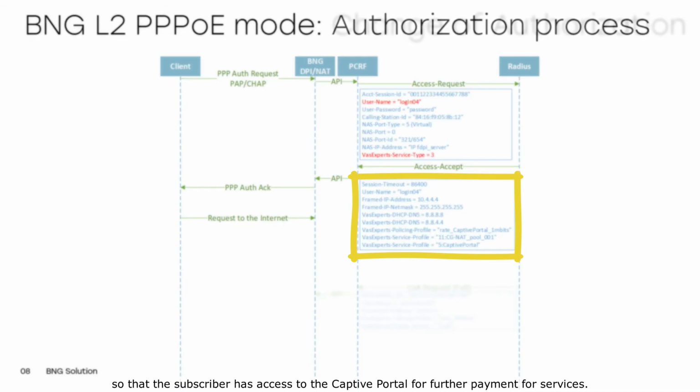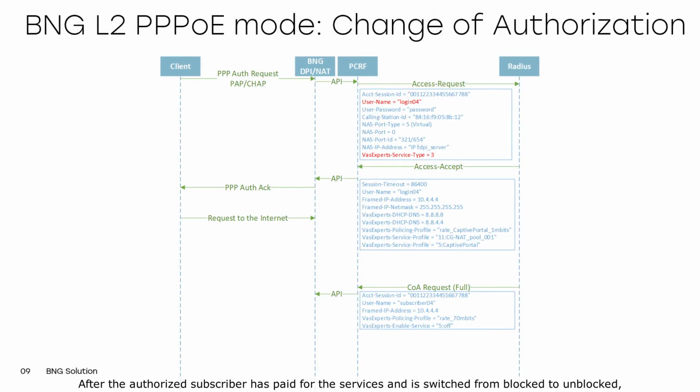After the authorized subscriber has paid for the services and is switched from blocked to unblocked, in order not to break the current session, a change of authorization can be sent from the Radius server. Full COA contains only the changed attributes. This signals the BNG to change only those attributes.